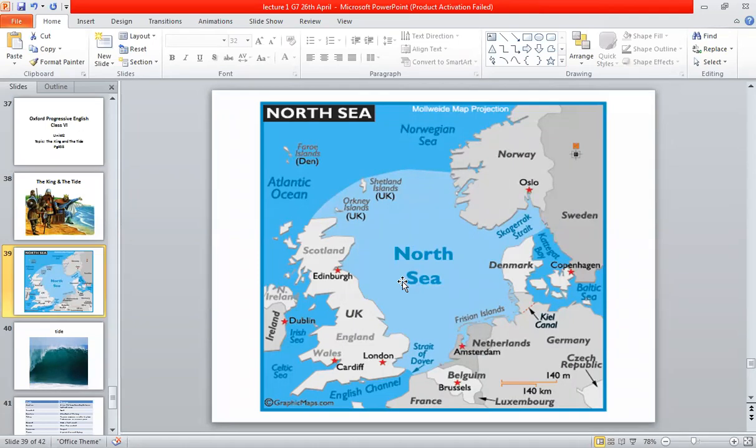Okay, I'm going to read it again. The King and the Tide. 1,000 years ago, there was a king of England and Denmark, two countries with coastlines on either side of the North Sea. On one side of the North Sea there is Denmark, on the other side there is England. You can see in the picture in this slide.